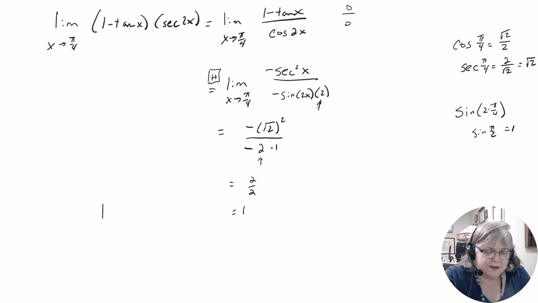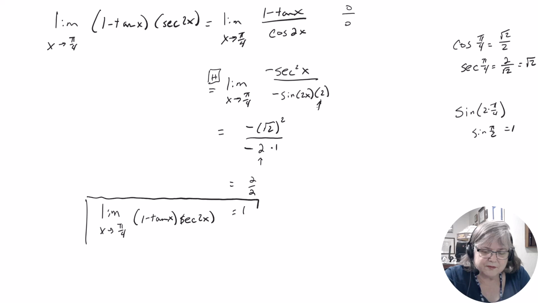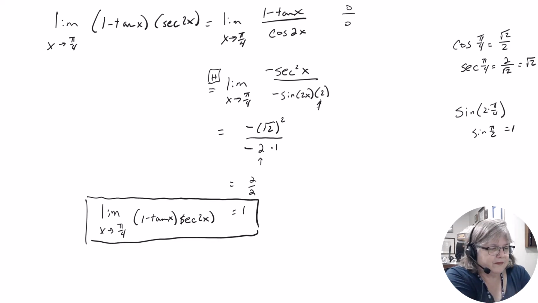So the limit as x goes to pi over 4 of (1 minus tangent x) times secant of 2x is 1. Doing okay? All right, 2 more. Okay, so let's try these last 2.